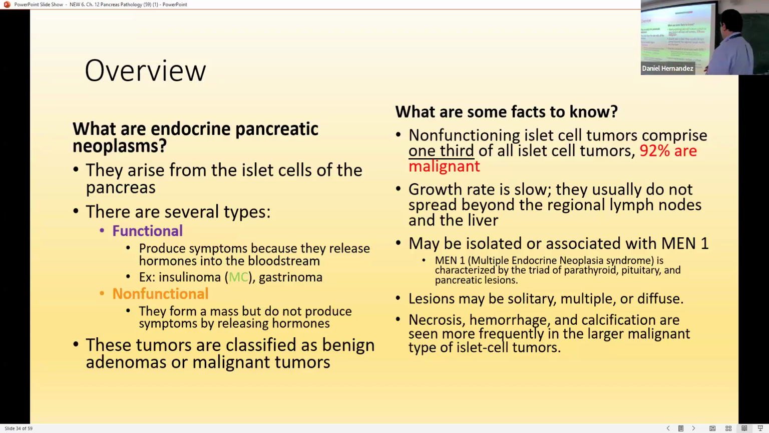They could be associated with MEN1. MEN1 is multiple endocrine neoplasia syndrome. This is characterized by a triad of organs affected: the parathyroid, the pituitary, and pancreatic lesions will be present. With these non-functioning islet cell tumors, lesions may be solitary or multiple or diffuse. There might be necrosis of the pancreas and the surrounding tissue that could lead to hemorrhage. Calcifications might be present in these lesions and are more frequent in the larger malignant islet cell tumors.